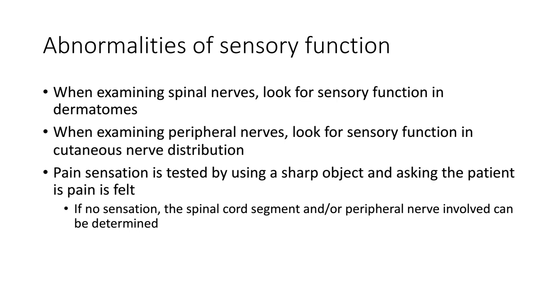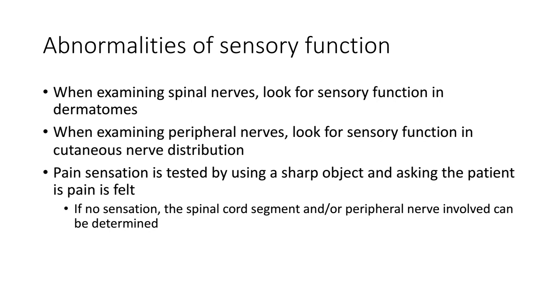So I had mentioned the difference between dermatomes and cutaneous nerve distribution. When you're examining individual spinal nerves, you're looking for sensory function in the dermatomes. But when you're examining peripheral nerves, you're looking for sensory function in cutaneous nerve distribution, because there's usually more than one spinal nerve contributing to a peripheral nerve. So you're looking for sensory function in multiple spinal nerves.